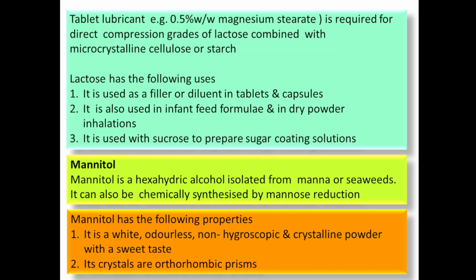Mannitol is a hexahydric alcohol. It is isolated from manna or seaweeds and can be chemically synthesized by mannose reduction. So D-mannitol is prepared by mannose reduction, is a hexahydric alcohol, and is obtained from seaweed. Mannitol has the following properties. It is a white, colorless, odorless, non-hygroscopic crystalline powder with a sweet taste. It will not absorb moisture, and it is crystalline with a sweet taste. Its crystals are orthorhombic prisms.